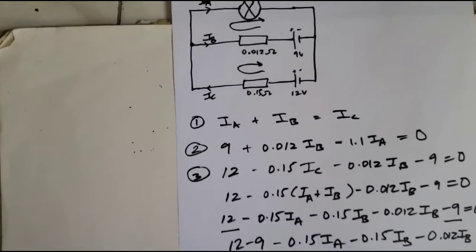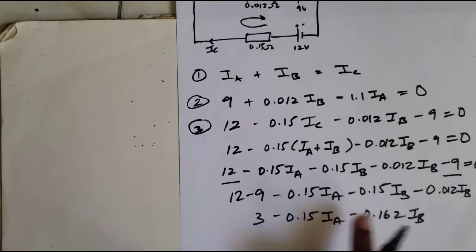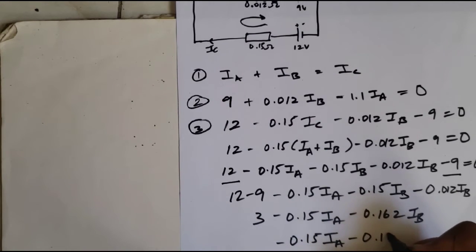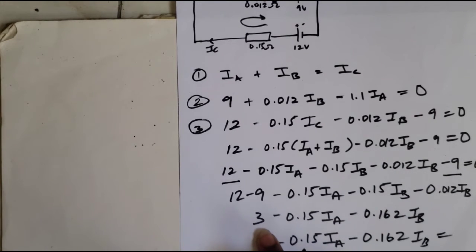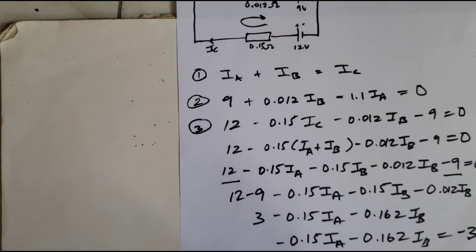So actually we can put this into a nice equation right here. Of course I like to put my IEs first, so it would be 0.15 IE and 0.162 IB. Then carrying over the positive 3 is going to give me negative 3, right?